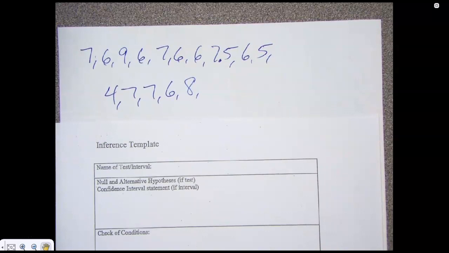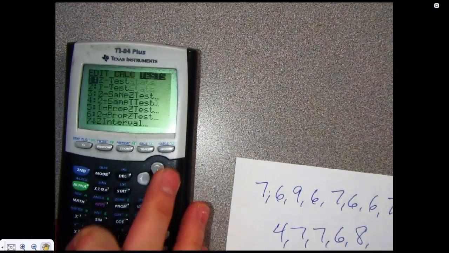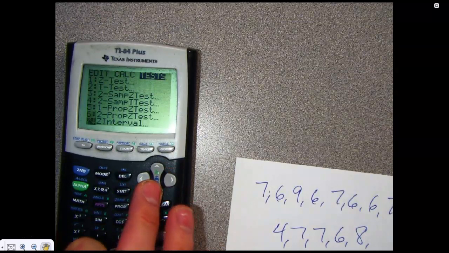All right, does everybody have the numbers typed in? Or should I wait a little longer? Peyton, you still typing? Okay, now go to stat, test, interval again. So go to your T interval.